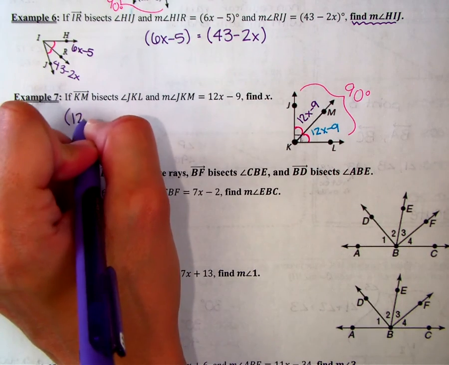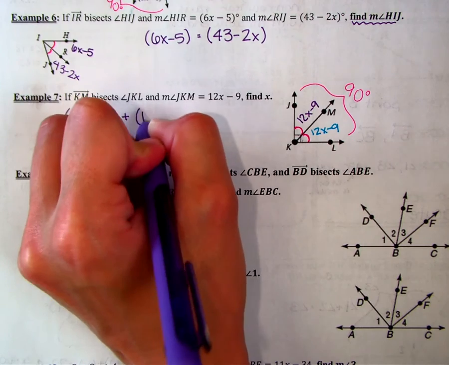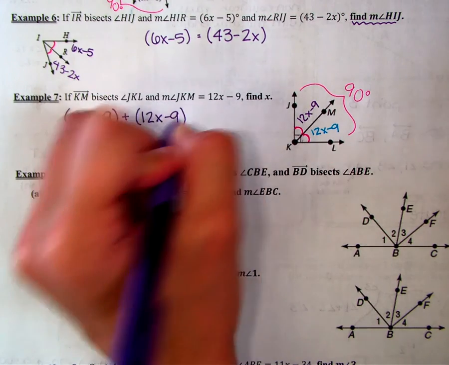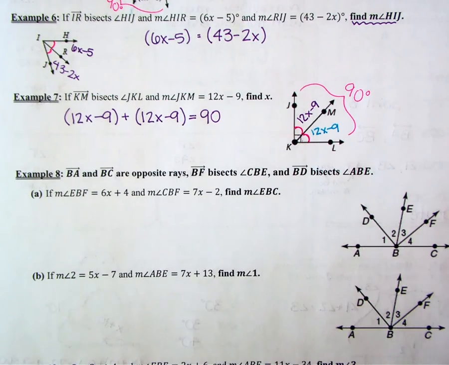So using that information, we'll say little plus little equals big. My two littles end up being the same. So 12x minus 9 plus 12x minus 9 equals my big piece, which is 90.